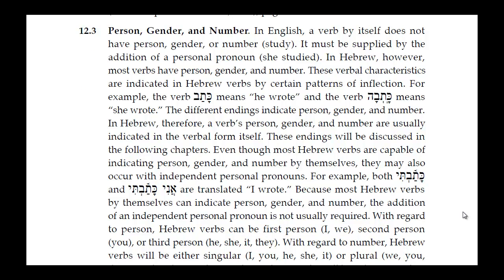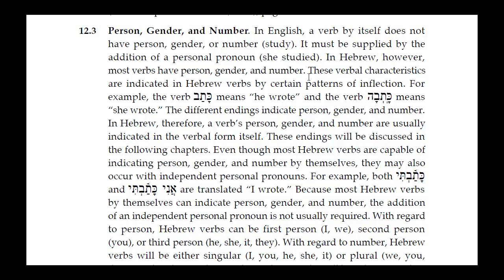Also, we need to understand that in English, a verb by itself does not have a person, gender, and number. It must be supplied by the addition of a personal pronoun, like she studied. She is the personal pronoun. Studied is the verb. But in Hebrew, most verbs have person, gender, and number.